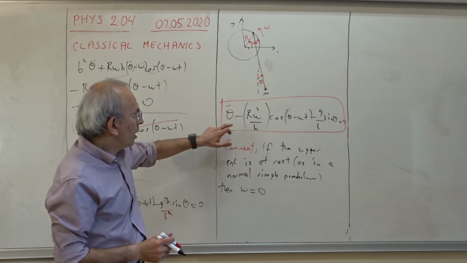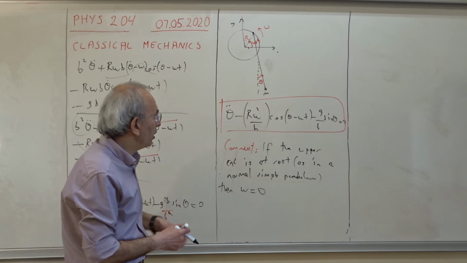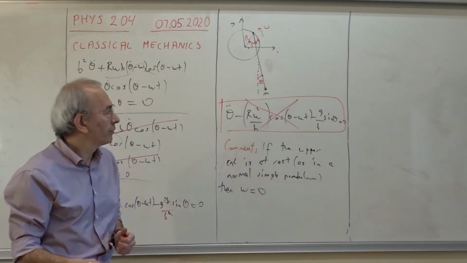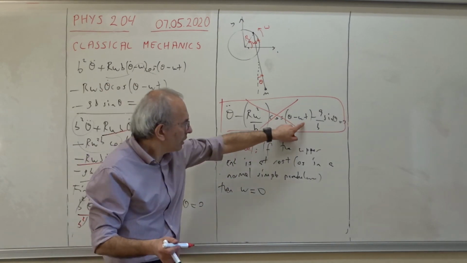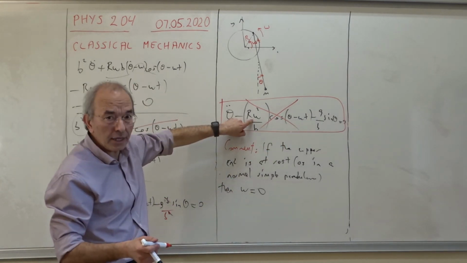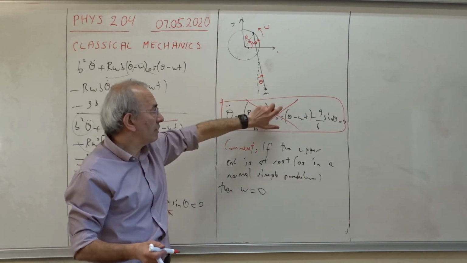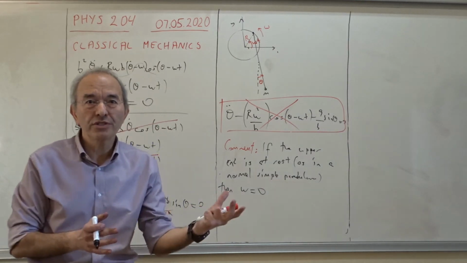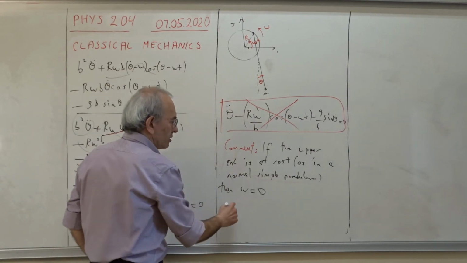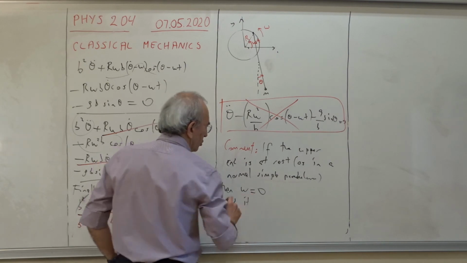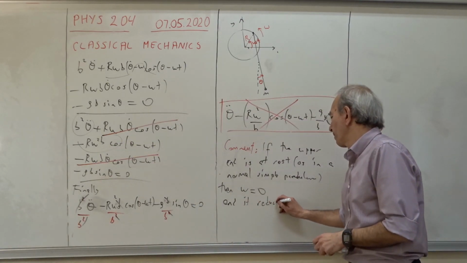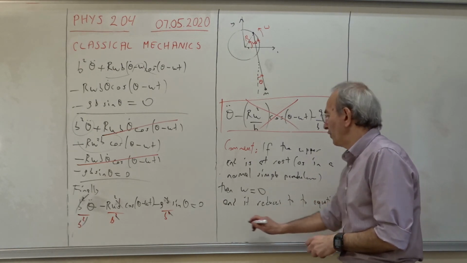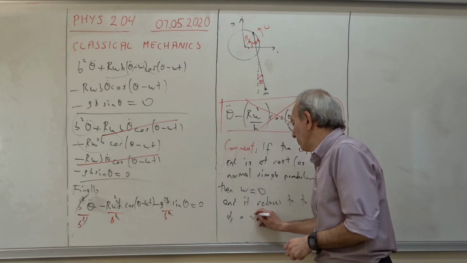So what happens to our equation if omega is 0? As you see, there is an omega here, so there will be no middle term. Of course, this omega is 0, but before that we have another omega here. That omega will be 0, so there will be no intermediate term, and it reduces to the expected equation of a simple pendulum. Then omega is 0, and it reduces to the equation of a simple pendulum.